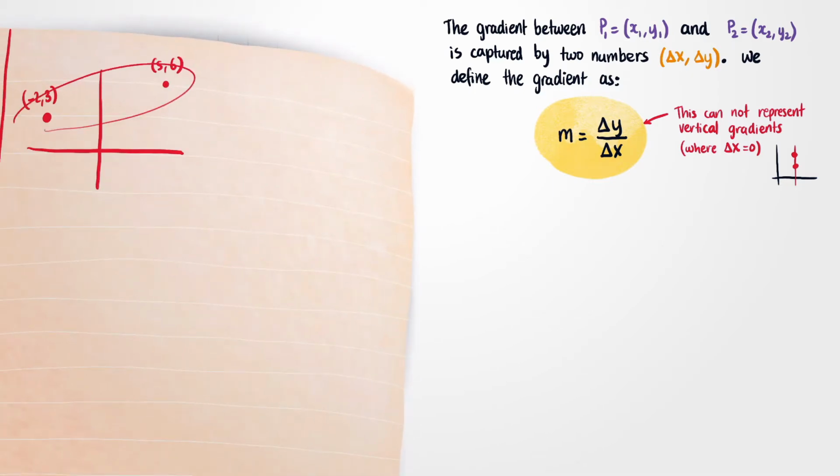Now suppose you had these 2 points over here on an xy plane, and you wanted to find the gradient between them. The first thing I'd do is to draw the triangle below them. Now let's think about how far you'd have to go in the x direction to get from this point over here to this point over here.